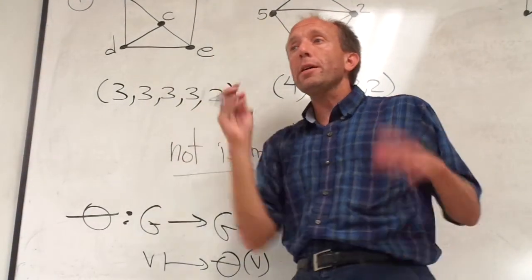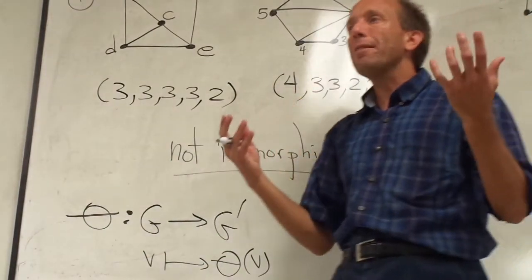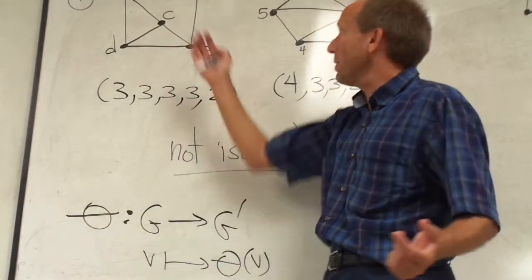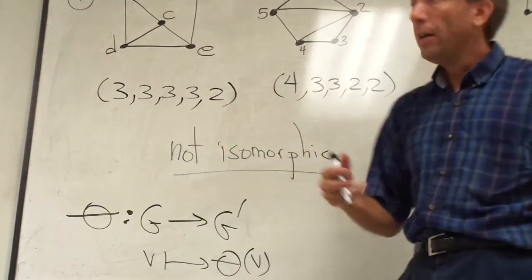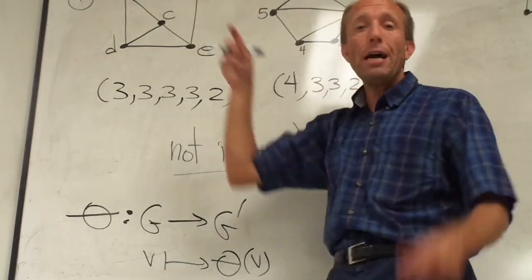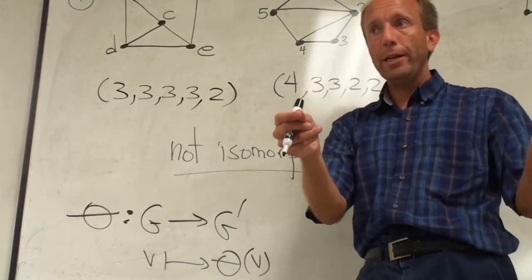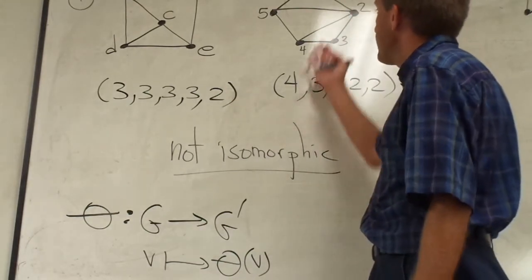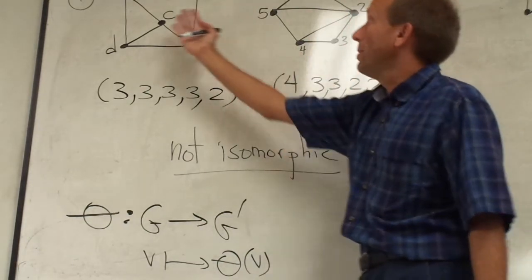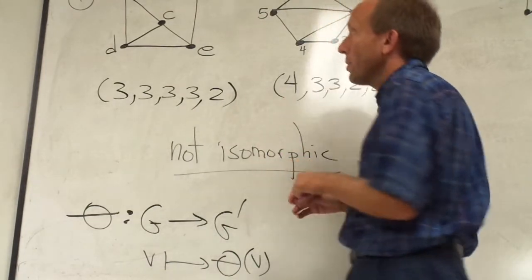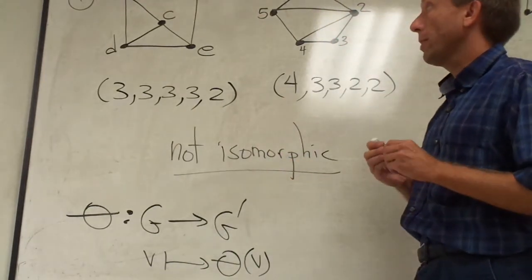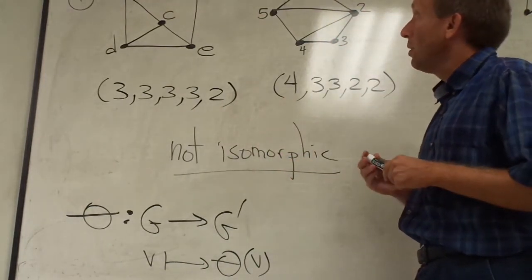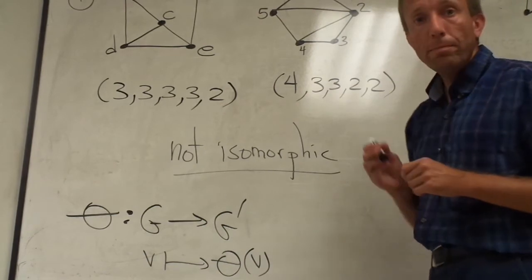But this is a helpful thing, like if you have a graph and there's exactly one vertex in each graph that has degree 4, then you know that theta would have to map those vertices to one another. Okay, but here we don't even have that. We have a vertex of degree 4 on one side, but not on the other side. So these graphs are not going to be isomorphic at all. Okay, hopefully that makes some sense.